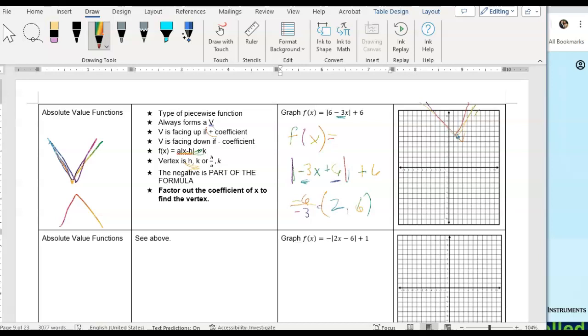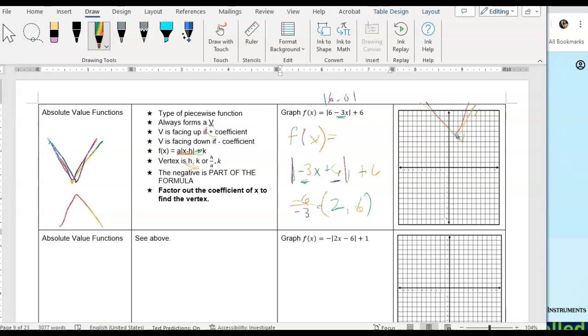Now, worst case scenario, if you're like, oh my gosh, what do I do? You can plug in numbers for x. So if I plug in 0, right, I would get 6 minus 0 is 6, so 6, 6. That's a point I can plot. And so you can plot multiple points if you get stuck, and that can help you to figure out what you need to do here.